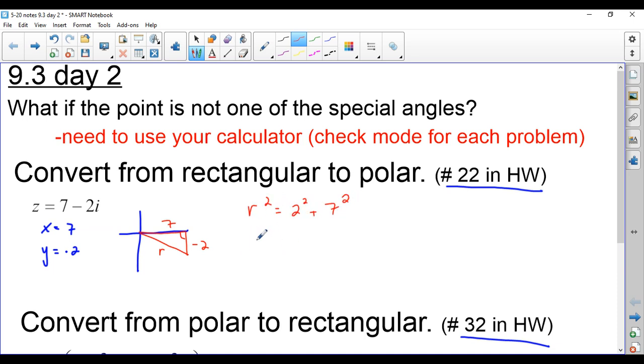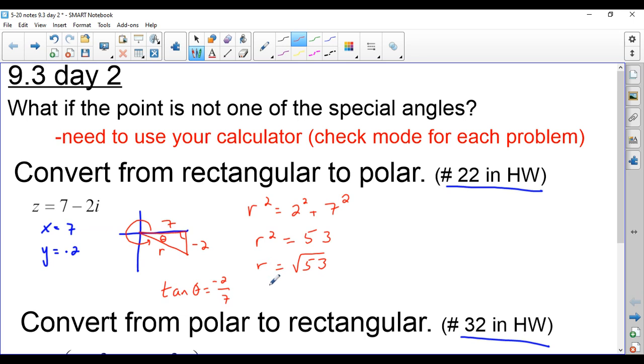And when we do that, we get r squared equals 4 plus 49, which is 53. So the radius is the square root of 53. And then to get the angle, we need to find the angle going around this way. But the first thing we can solve for is the angle inside of this triangle. So if I call the angle inside of the triangle theta, we know that tangent of theta would equal opposite over adjacent, negative 2/7.